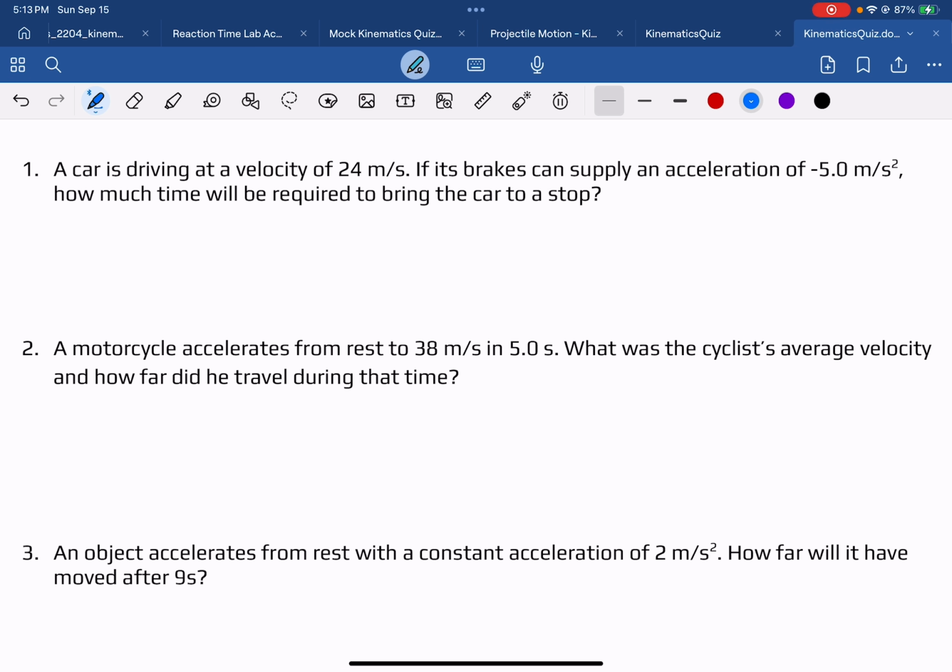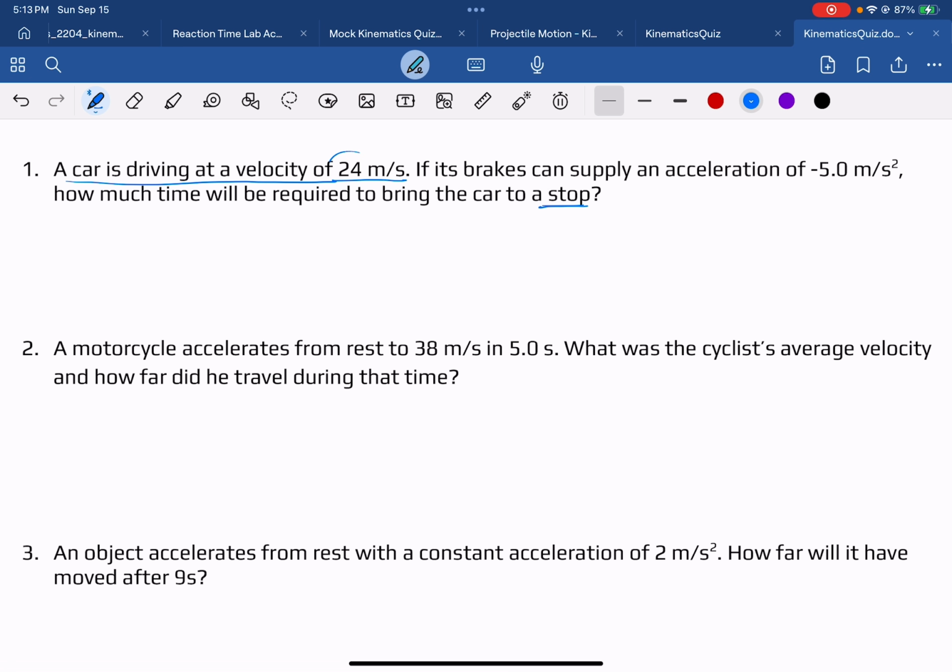A car is driving at a velocity of 24 meters per second. So that's what it tells us it's doing right at this moment. If its brakes can supply an acceleration of -5 meters per second squared, how much time will be required to bring the car to a stop? So it's coming to a stop at the very, very end.